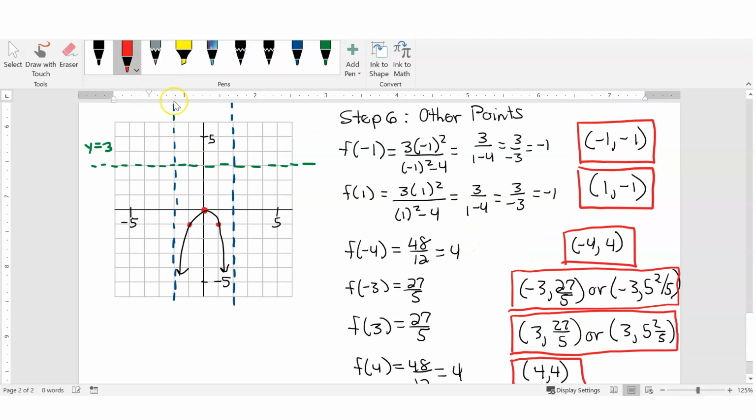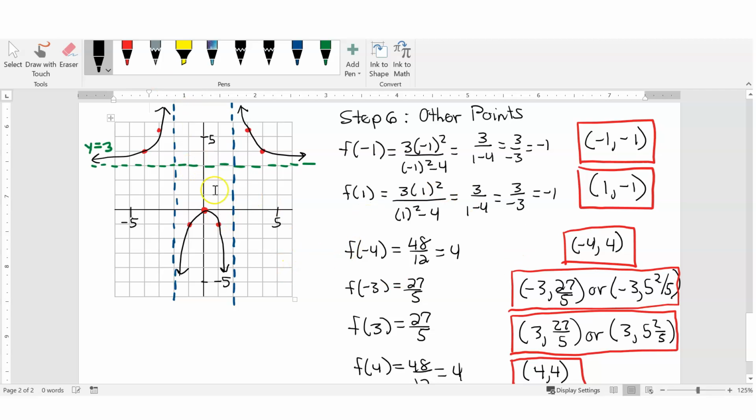So when we plot these points, 4, 4 will be here, and this will be about 5 2/5. And again, we're going to have the same symmetry on the other side. And so that part of the graph will look like that, and this part of the graph will look like that. And of course, we have that visual symmetry around the y-axis.